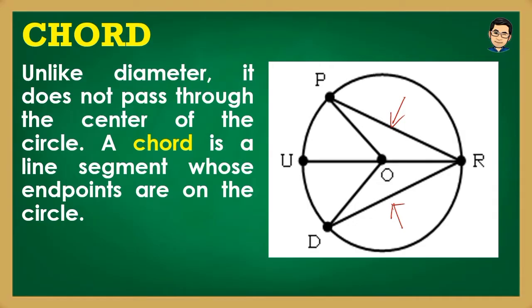So, paano natin papangalanan yung mga chord? Yung unang chord, sulat na natin yung diameter, UR, line segment PR, and then line segment DR. By the way, sa pagpapangalan, okay lang naman na nauna yung R tapos U. UR, RU, pareho lang yon. PR, RP, RD, DR, pareho lang yon. So, yan po yung mga chords ng ating given circle.